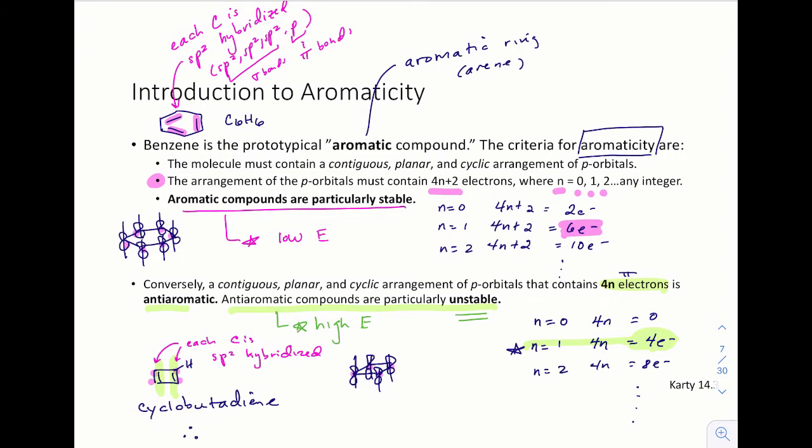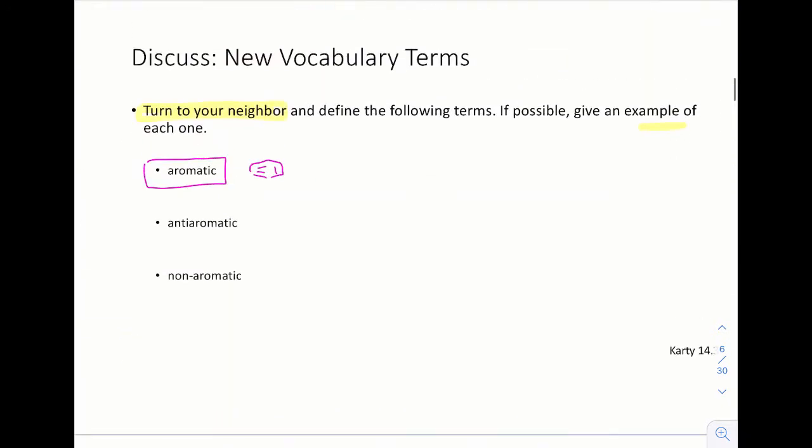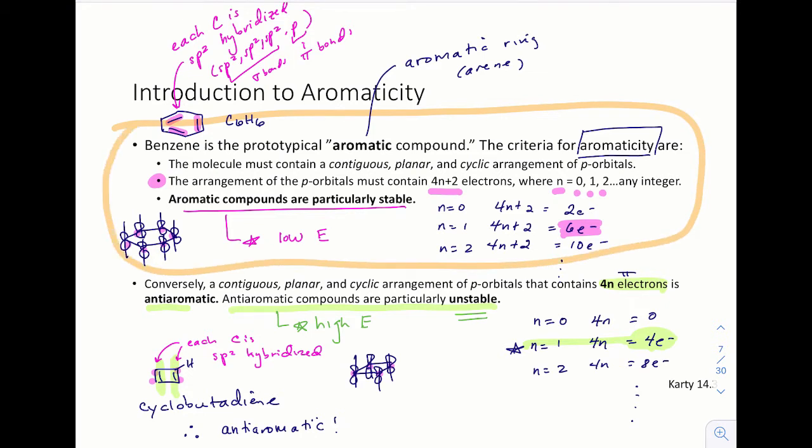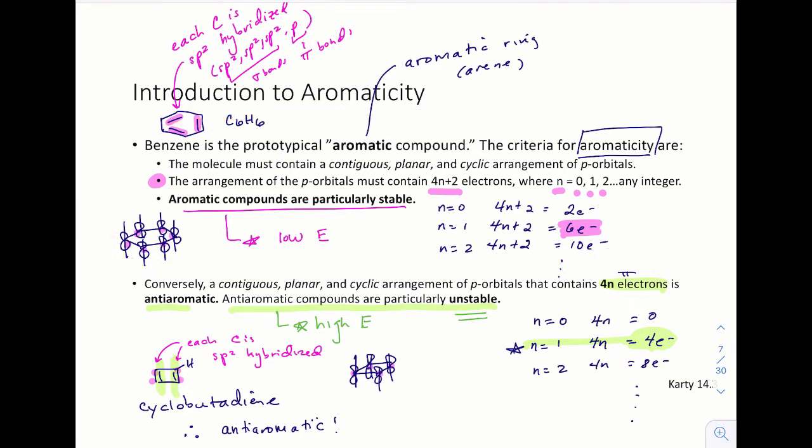Thus, cyclobutadiene is anti-aromatic. Well, now you can define anti-aromatic. You write down the words, and here's an example. As we noted, benzene is just the prototypical aromatic compound, but there are many, many compounds that possess the property of aromaticity. Cyclobutadiene is simply one example of an anti-aromatic compound. There are many compounds that have the potential to be anti-aromatic.